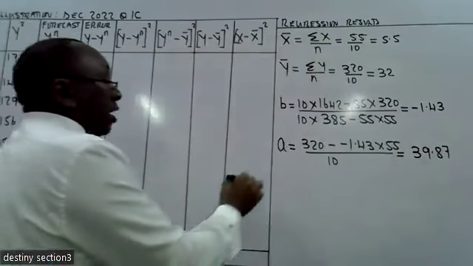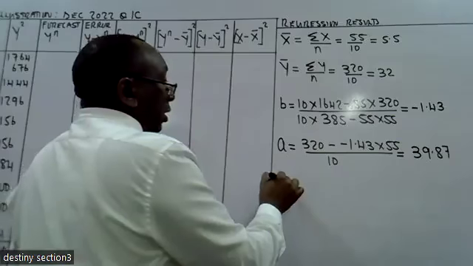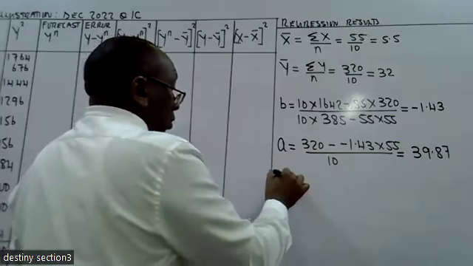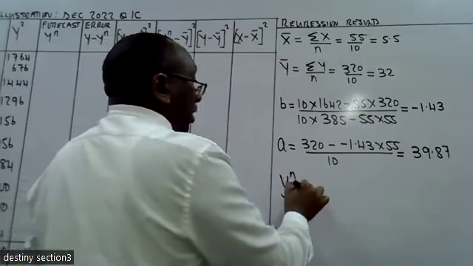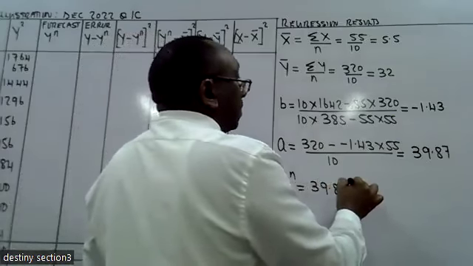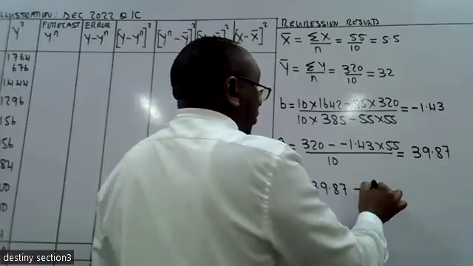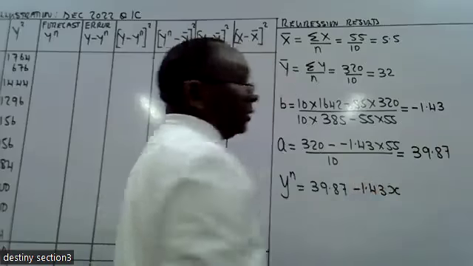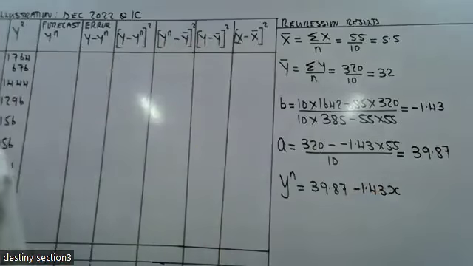So that means our equation, y predicted, will be given as 39.87 minus 1.43x.